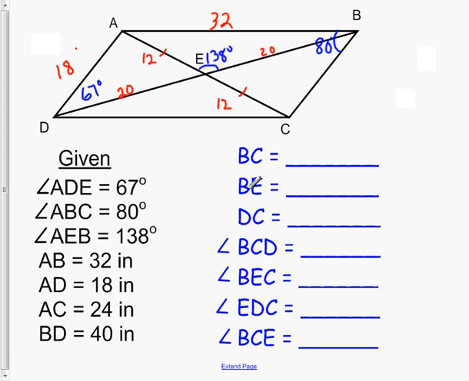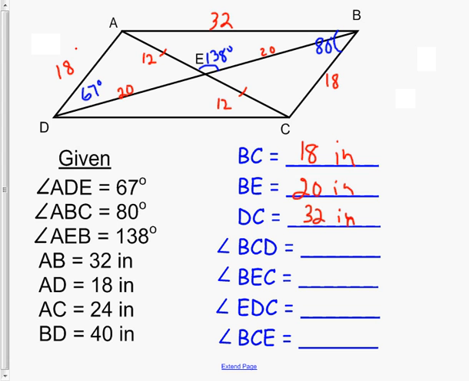Okay, so let's try answering some of these questions. BC, well, BC is the same as AD, so that's going to be 18. So this is 18 inches. BE, we figured that out. That was half of 40, so that's 20 inches. And DC, the bottom one, is the same as the top, so it's going to be 32 inches.